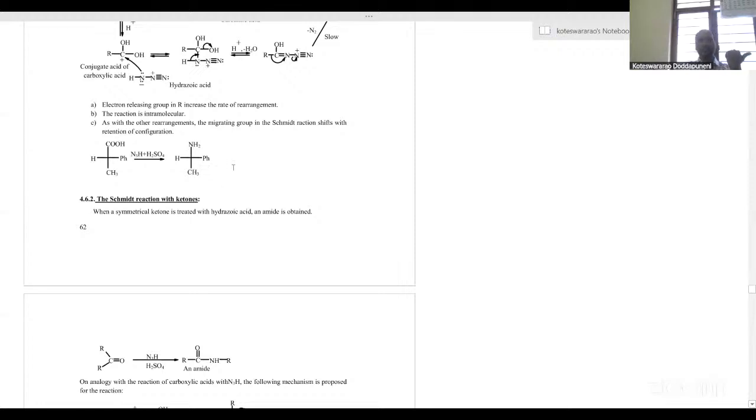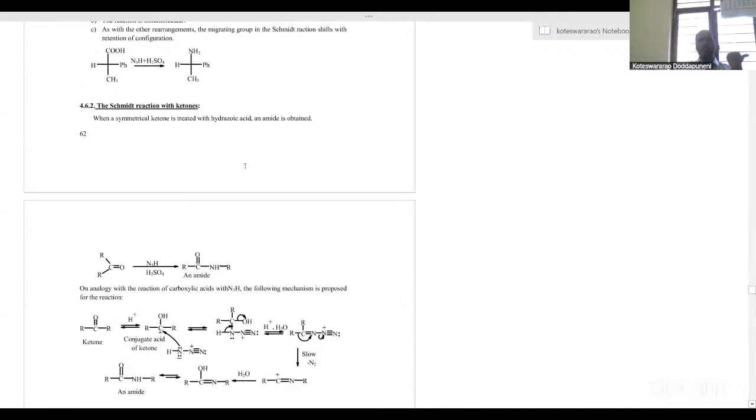The reaction is an intramolecular reaction. As with the other rearrangements, the migrating group in the Schmidt reaction shifts with retention of configuration.